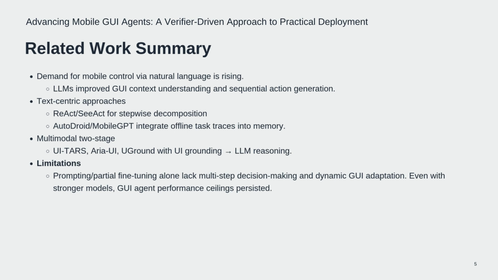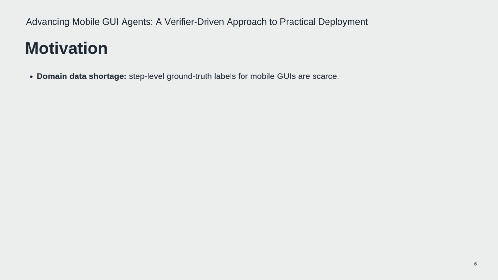Each of these lines of work made progress, but there are clear limitations that motivated this work. Relying on prompting or only lightly fine-tuning an LLM hasn't fully solved multi-step decision making. The model might do okay for one or two steps, but as tasks get longer and the UI changes dynamically, they struggle. Even very strong models hit a performance ceiling in these approaches. So let's move on to the motivation section.